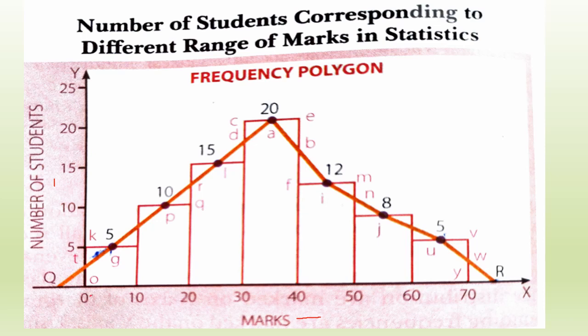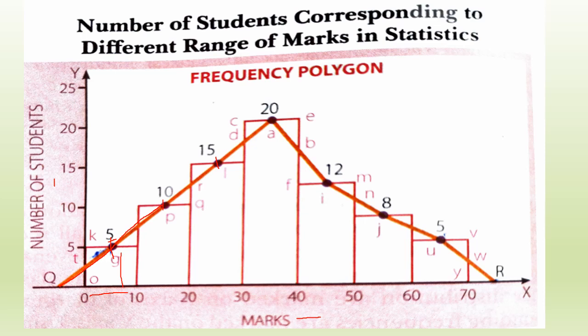The first class interval was 0 to 10 and the frequency was 5, so the length is 5. Similarly, we will make all the adjacent bars and our histogram will be made. After making the histogram, we will mark the midpoints on the top of all the bars. These are the midpoints. After marking the midpoints, we shall join them using a foot rule. And at last, we have to join these points to the x-axis.